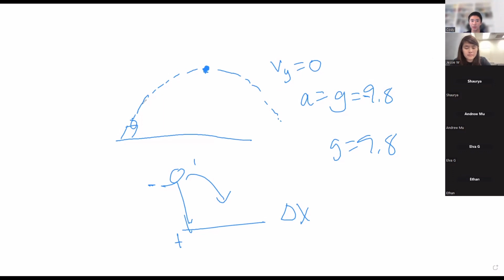And in projectile motion, the only velocity at the top of the path would be in the x direction. Whatever the initial x velocity is when it shoots out of the cannon, it stays constant because there's no acceleration in the x direction.